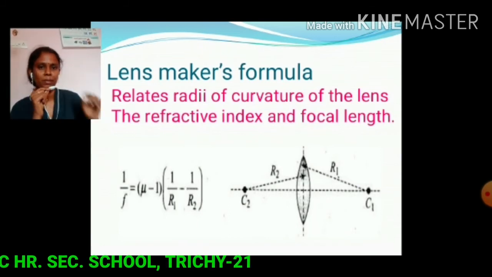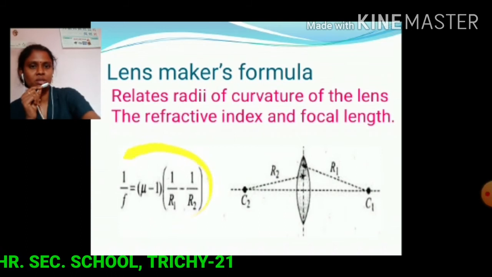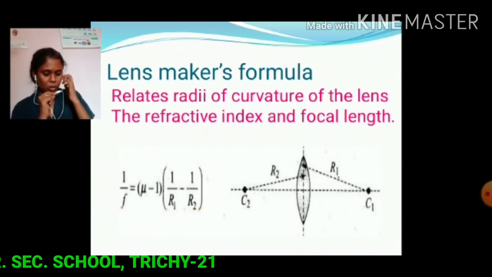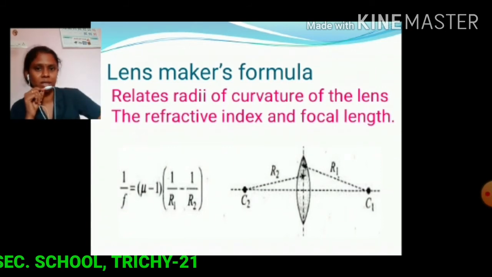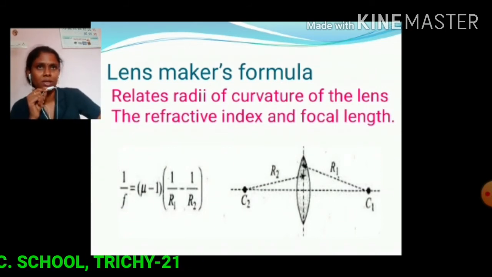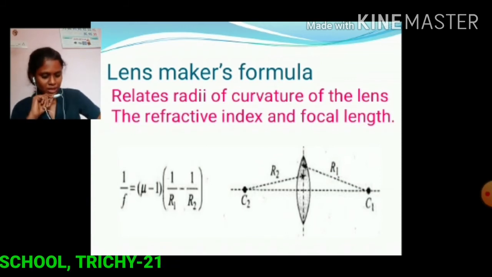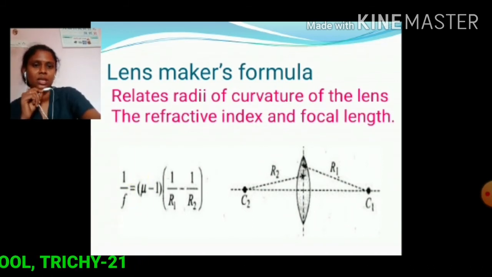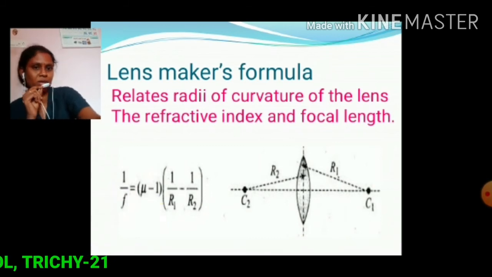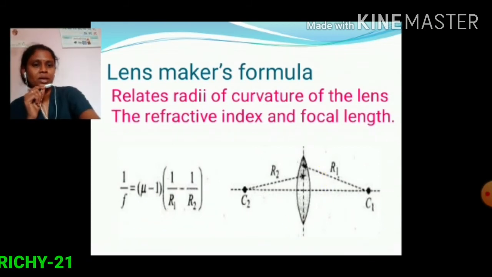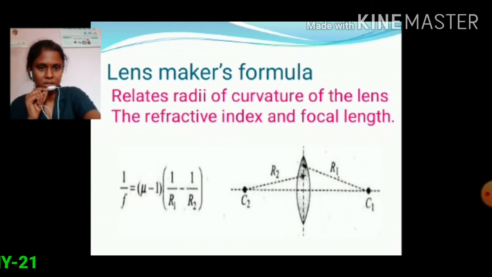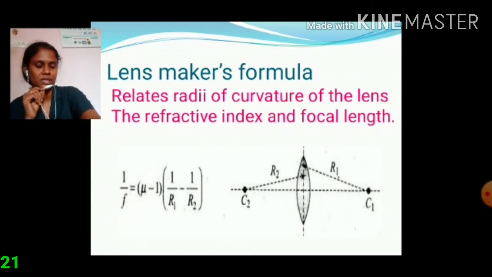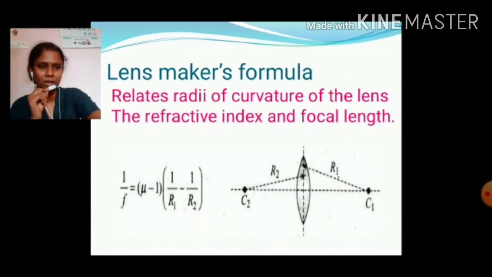So next, lens maker's formula. So this is the equation, this is lens maker's formula. All lenses are made up of transparent material. All transparent media have a refractive index, that is mu. So the lens maker's formula relates the focal length of the lens and the refractive index of the lens. Here R1, R2 are the radii of curvature of the two faces of the lens. So this equation relates the radius of curvature of the two faces of the lens, the refractive index of the given material of the lens, and the focal length of the lens.